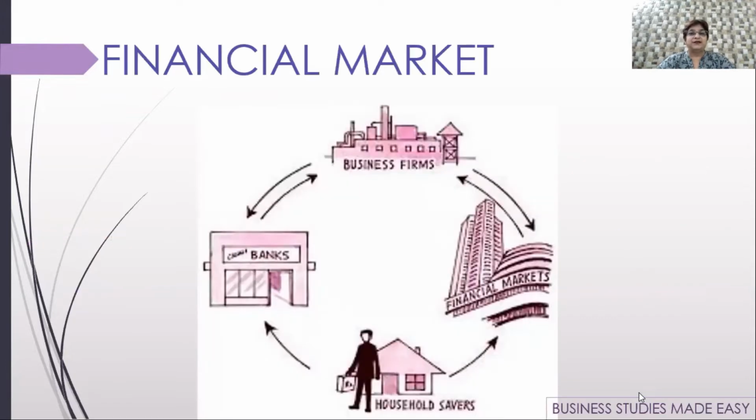So let me make it even clearer. So let's start with us. We are the household. So if we have any surplus money, we can either put it in the bank or we can invest it in the financial market. You can either buy shares or debentures in the financial market. Now this is from our viewpoint.